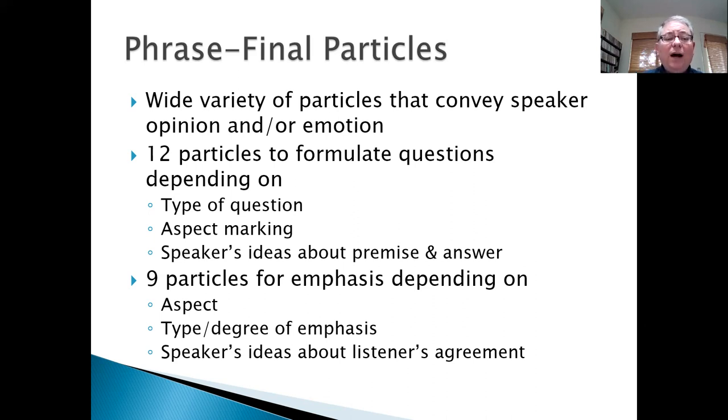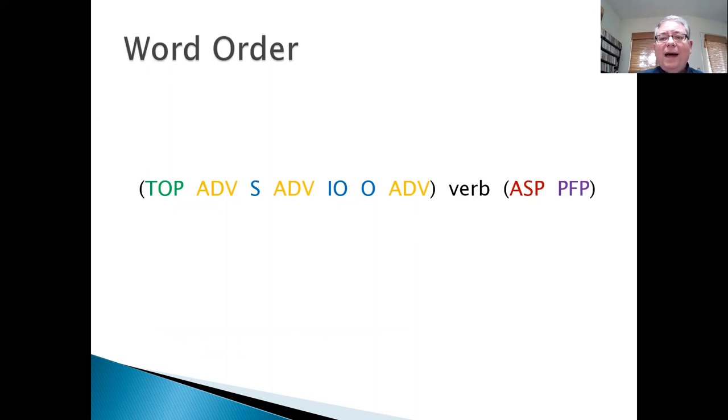Similarly, we've got particles for emphasis. There are roughly 9 of them. And also they combine different aspects of meaning: one grammatical aspect of the situation, also the type and degree of emphasis, and the speaker's ideas about whether they think the listener is going to agree with their emphatic statement or not. So phrase final particles are very, very common. Not obligatory always, but very common, and you'll see them in clause after clause. So now with that short introduction, you can take a look at a roadmap of what a clause looks like in Khatso and understand how these all work together.